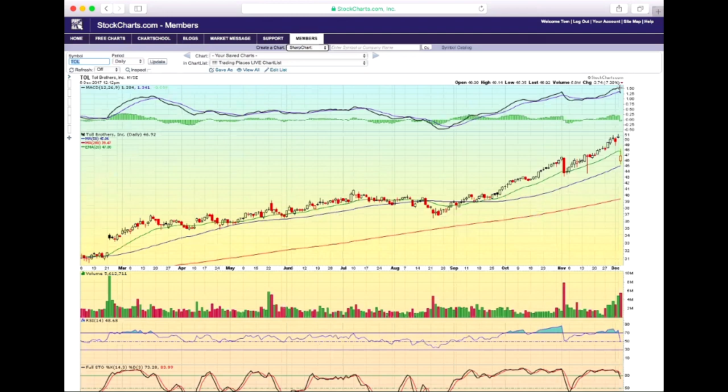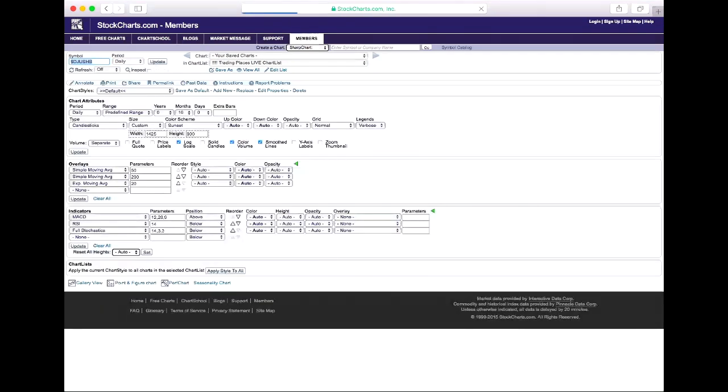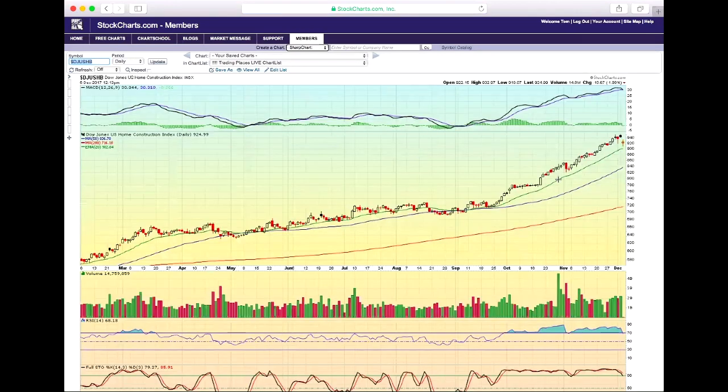It was a little bit of a surprise to the downside, and it's also dragging a lot of the home builders with it. So you've got the home builders or home construction index. You can see over the past 2.5, 3 months, it's just been straight up. MACD has been strong. We're still holding that rising 20-day moving average, but we're just now starting to see some weakness in that MACD.